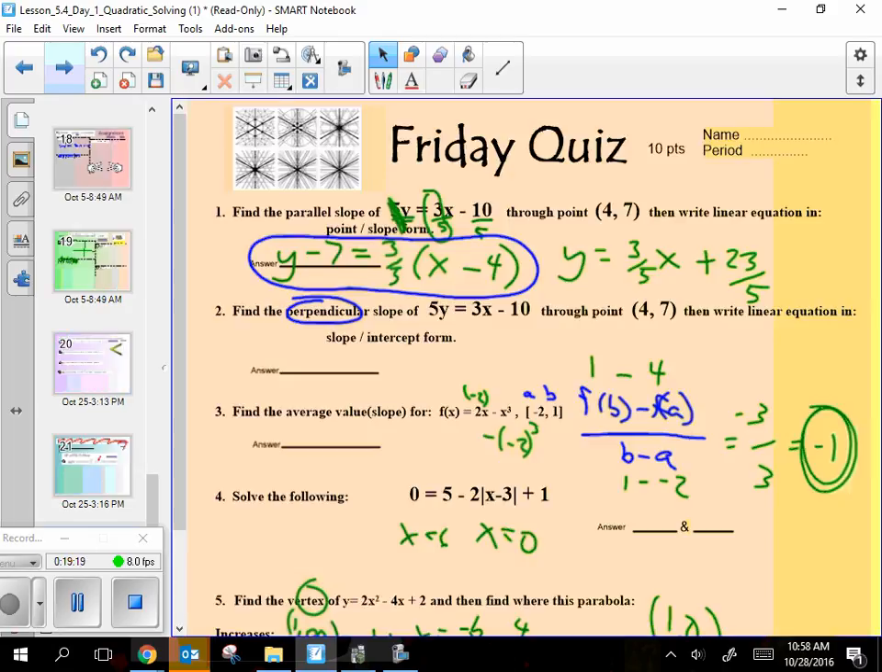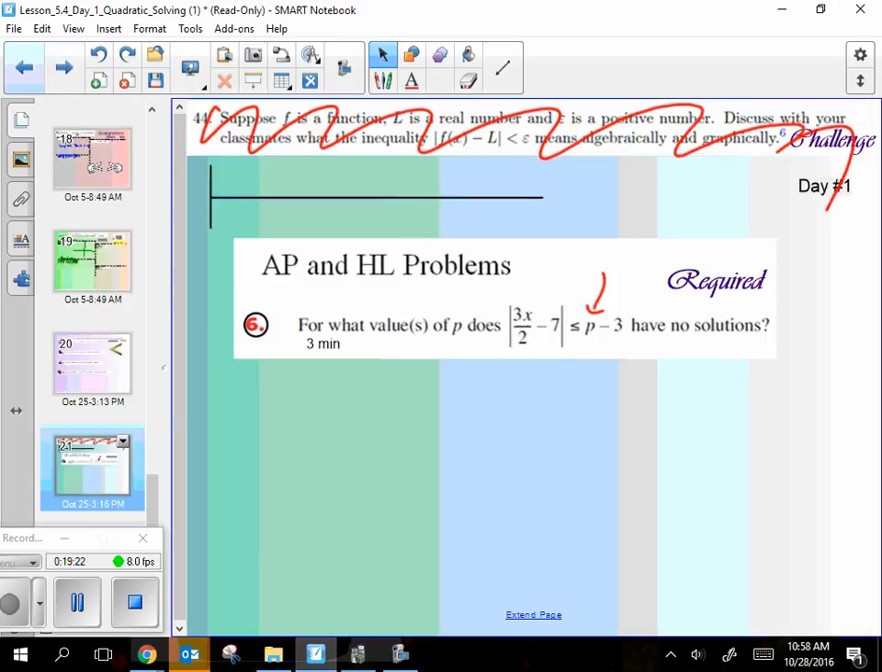Okay, I already did the Friday quiz, so that's it. So now I'm going to get back and actually start this.